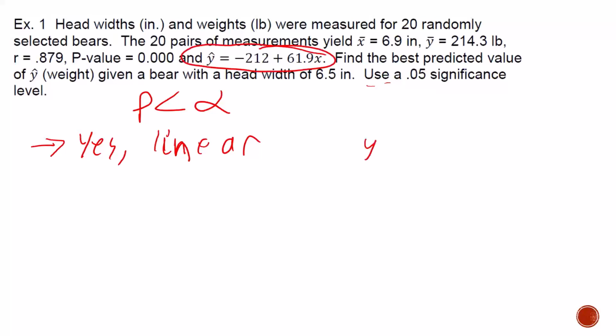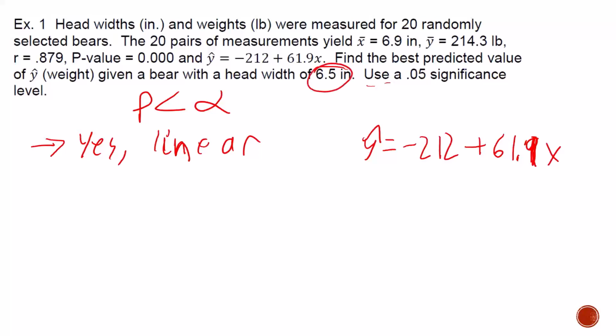So here is the equation that they give us. The predicted weight of a bear is negative. Okay, so this is the equation, right? Everybody, X here represents what fact about the bear? It's not too hard. The bear's head width, and Y is its weight, right? So I am trying to figure out the weight of a bear with a head width of 6.5. So what do I do with that 6.5?